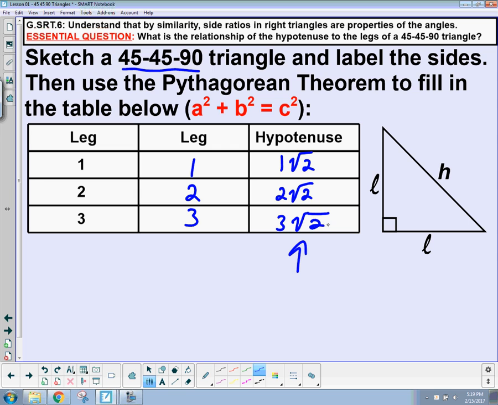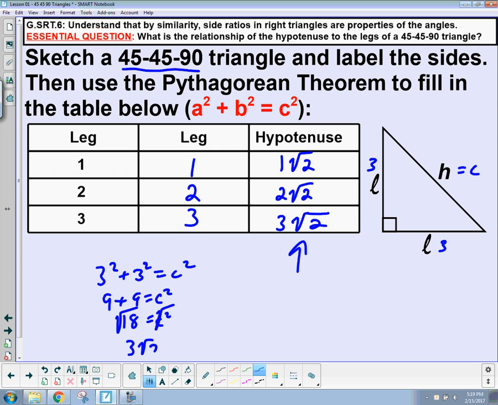And you can figure this out. If you plugged in 3 for these legs, you would still go 3 squared plus 3 squared equals c squared. Again, hypotenuse is the c. 9 plus 9 equals c squared. That's 18 equals c squared. Take the square root, and you get 3 root 2 when you simplify it. Okay?